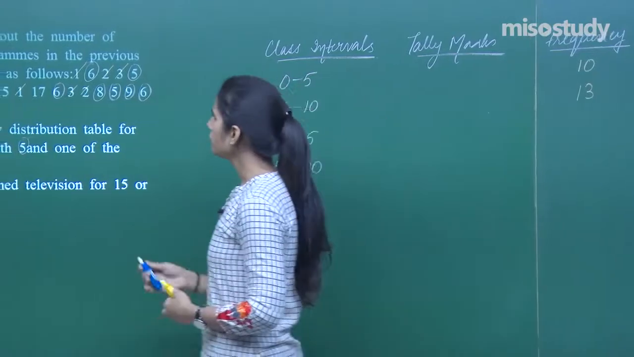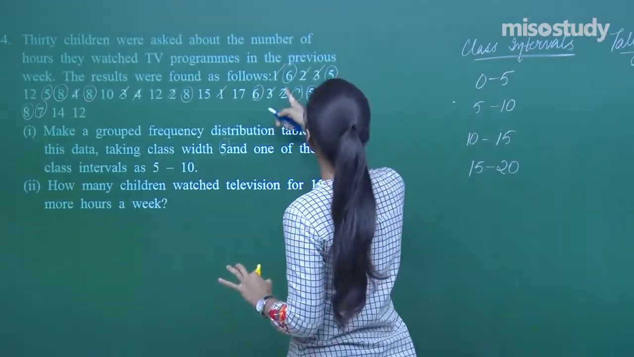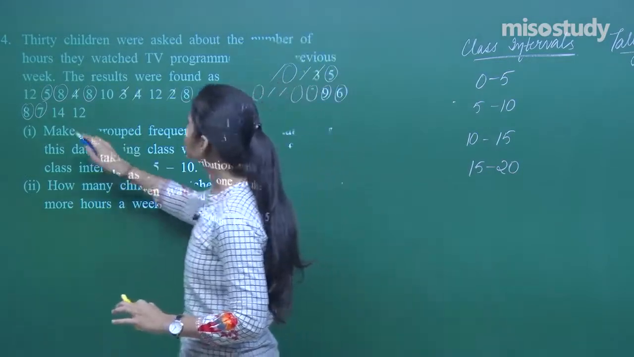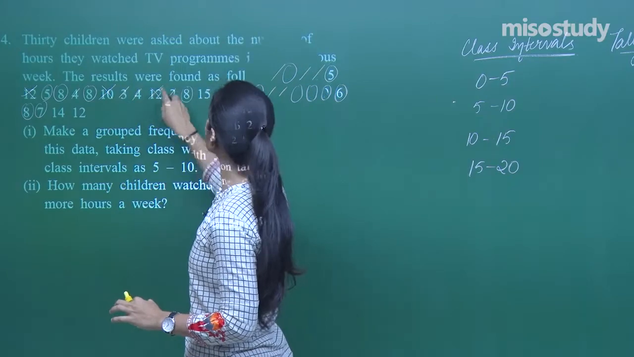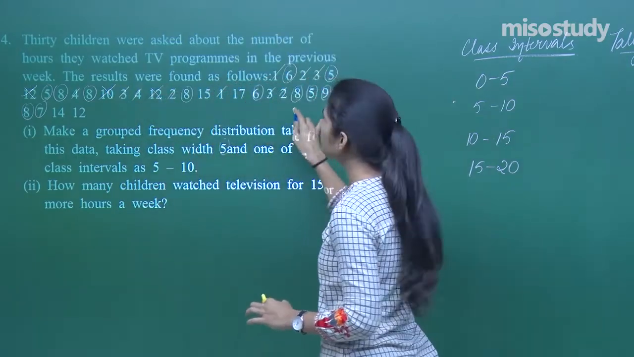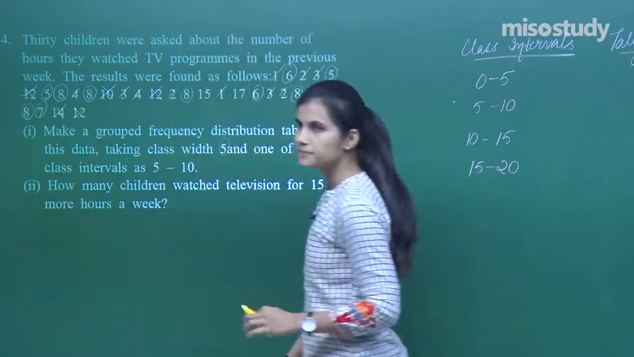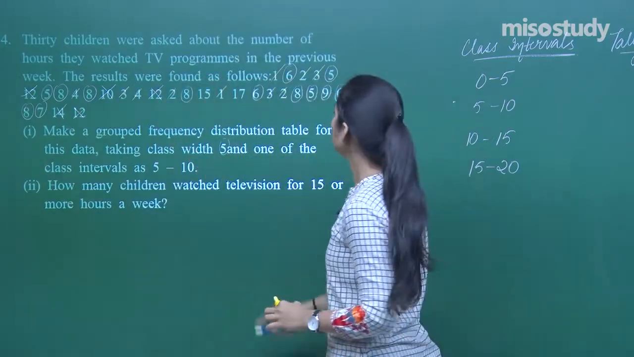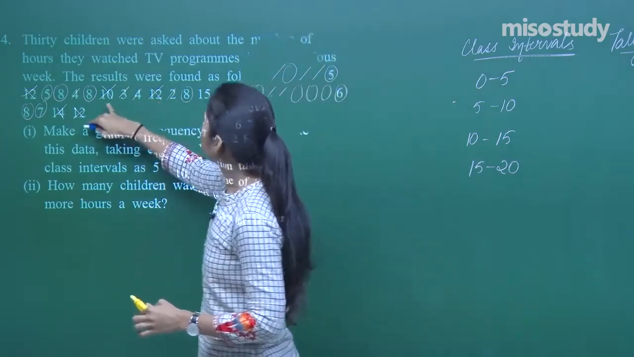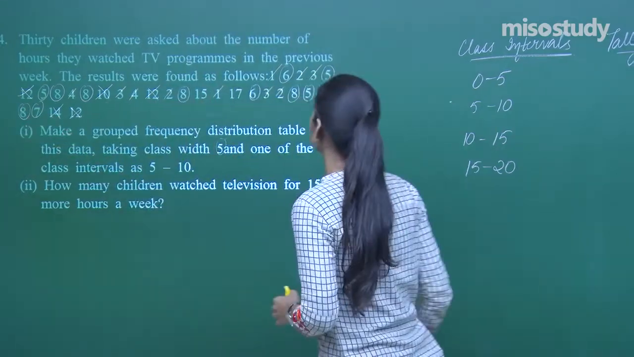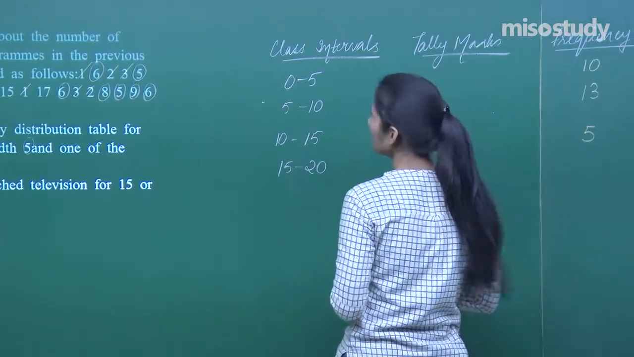Next is 10 to 15: 10, 11, 12, 13, 14, that's it. Here we have covered all of 10, 11, 12. 10 is included, 15 we cannot include. Okay, 10 to 15. So how many values do you have here? 1, 2, 3, 4 and 5. So 5 is the frequency of 10 to 15.